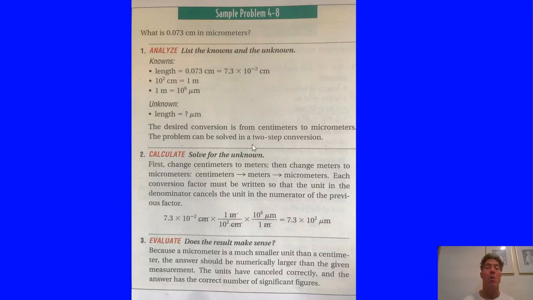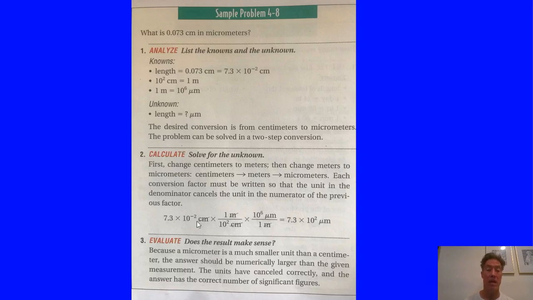So sample problem. What is 0.073 centimeters in micrometers? Right, so what's our known? Well, we have a length that's this many centimeters. We can express it in scientific notation as 7.3 times 10 to the negative 2. We know that there's 100, or 10 to the 2, centimeters per meter. And we know that 1 meter has 10 to the 6 micrometers. So we want to go from length in centimeters to length in micrometers.